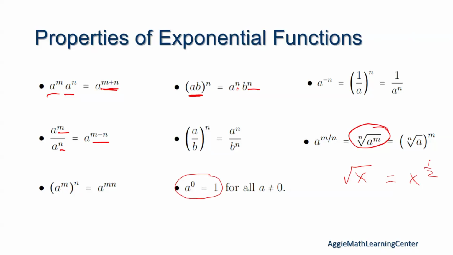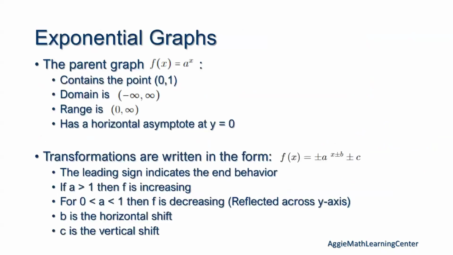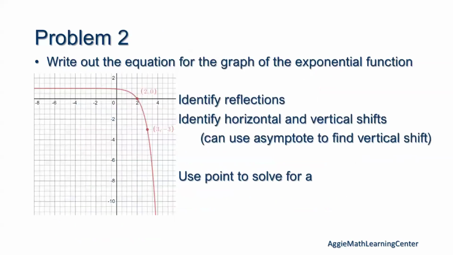Okay, so now we'll go to graphs. So the parent graph, any number to the x, it'll look something like this, where you have this point at 0, 1, and then it'll go and raise up, and it does not ever cross the x-axis, because if you raise any number to a power, it's never going to be a negative number.